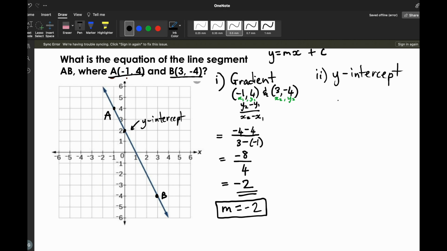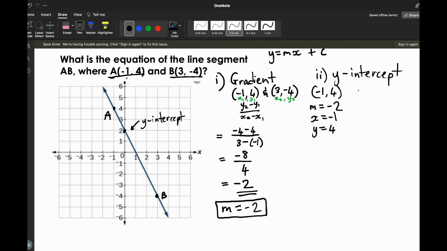So y-intercept, we have -1 and 4, so I'm going to try it with -1 and 4 first. So -1, 4. And I know that m is equal to -2. So looking at this, -1 represents what value? What variable does -1 represent? X. So x is -1. And what does 4 represent? So y is equal to 4.